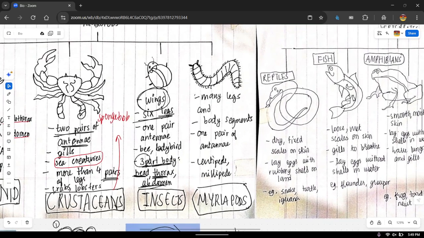Now, I don't have anything for myriapods, to be honest, because they're quite easy to remember. Myriapods have many legs, they have body segments, so they have a segmented body, and they also have one pair of legs per segment, and examples are these and this.